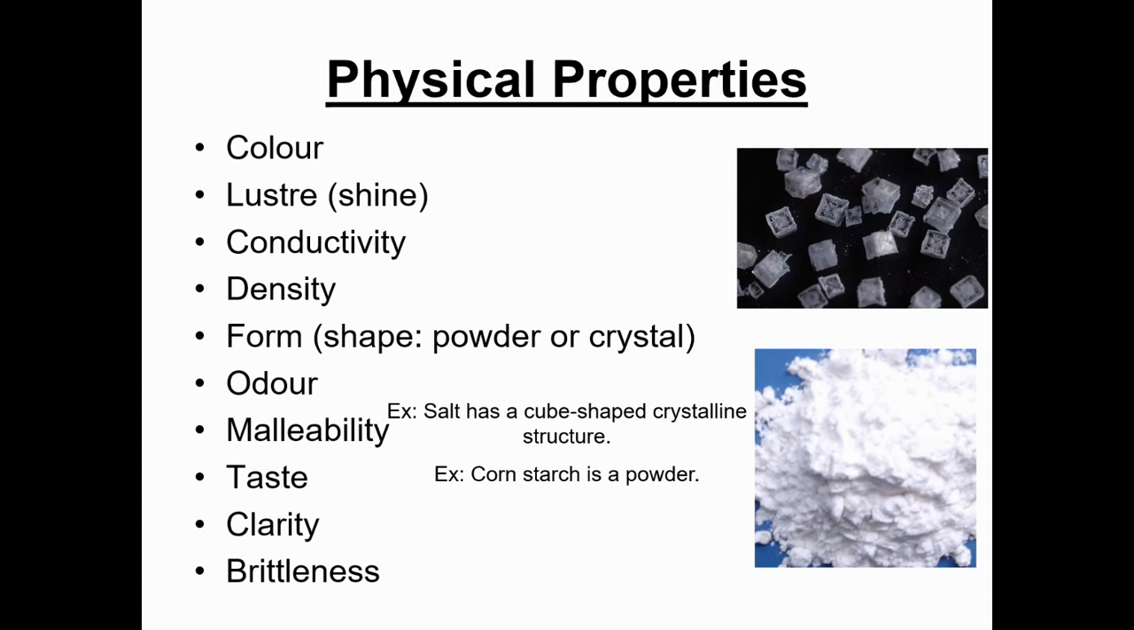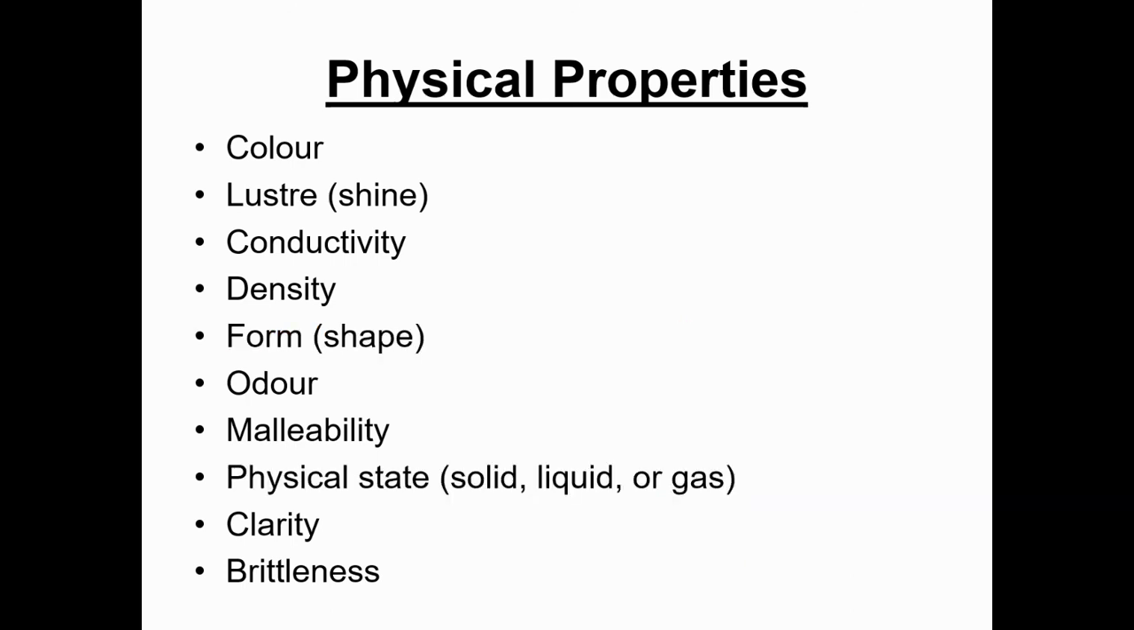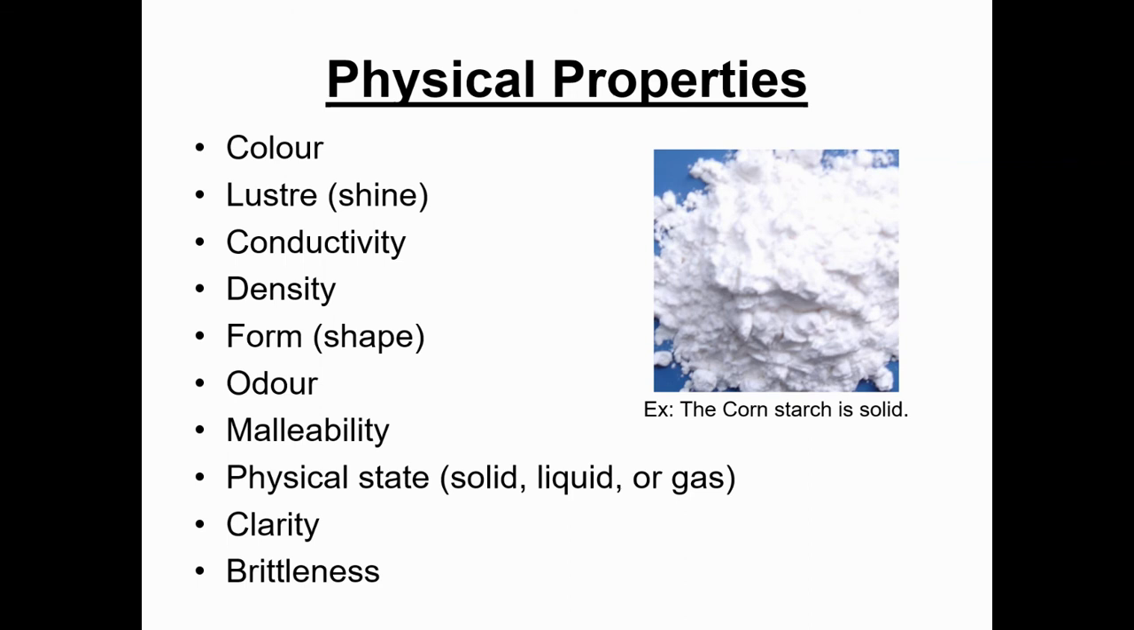You can also look at the form. So the form could be something as a powder or a crystal. Usually, you might have a magnifying glass to zoom in to view the structure more closely. So, for example, we can see cornstarch over here as a powder, whereas if you look over here, we have salt, NaCl. It has a crystal structure. We can say a crystalline structure, and that's also another example of a physical property. Physical state also counts as a physical property. So if something's a solid, liquid, or a gas, the cornstarch is a solid.